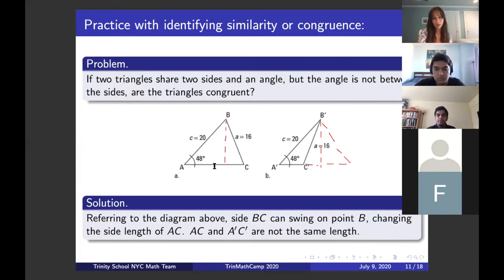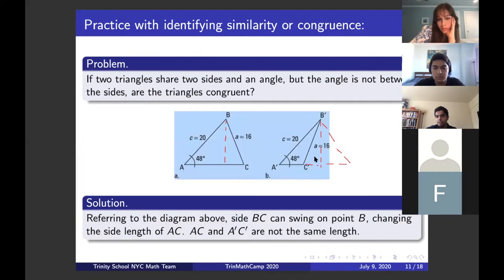The idea is that we're holding angle A constant, and we want to keep side C, the one between A and B, and side A, which is BC, the same. Essentially, we're keeping those two the same, and the angle is not between these two sides, because that would be this angle, so it's one of these. Exactly. So that's what Maya's drawing.